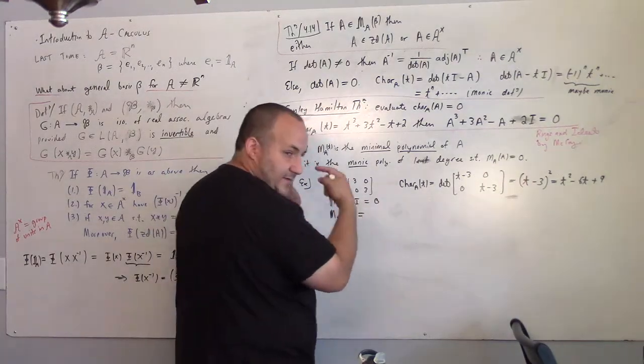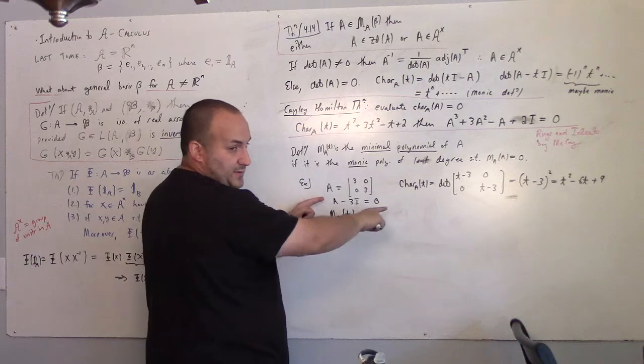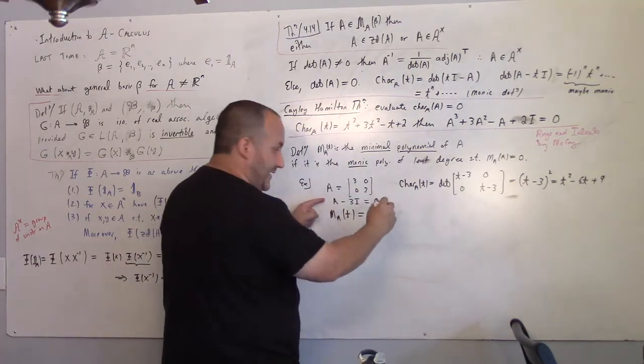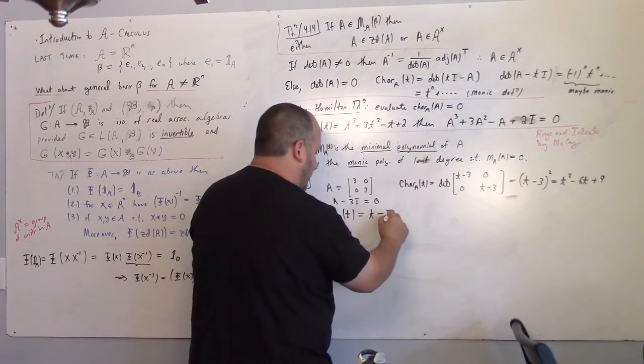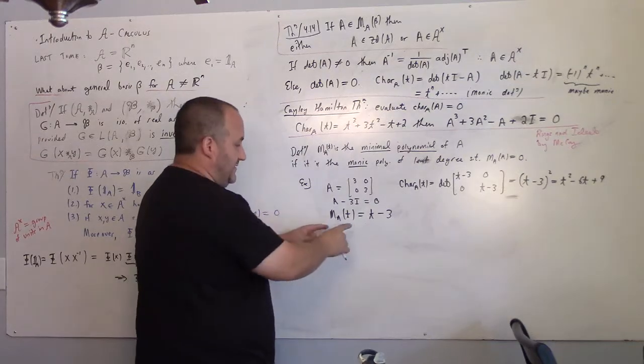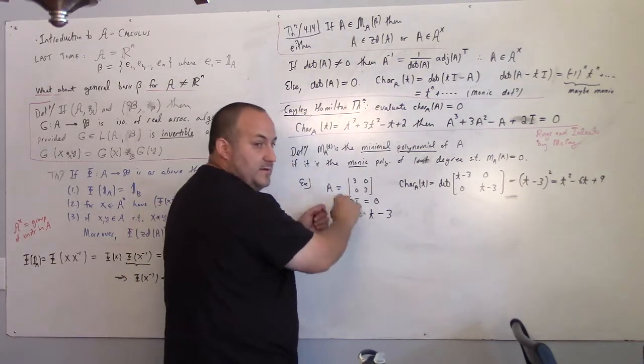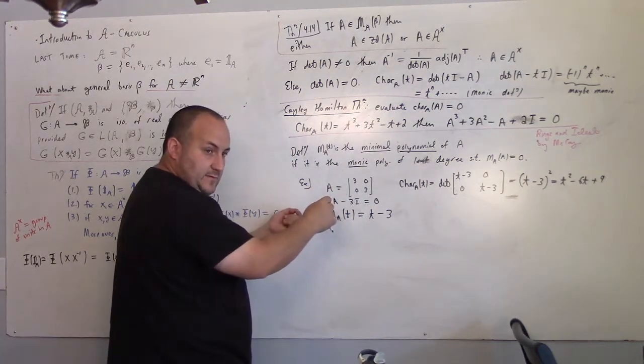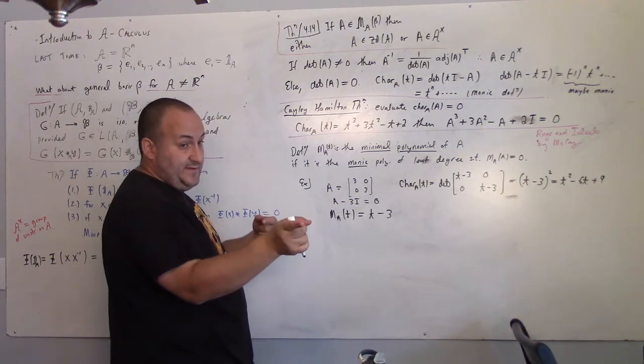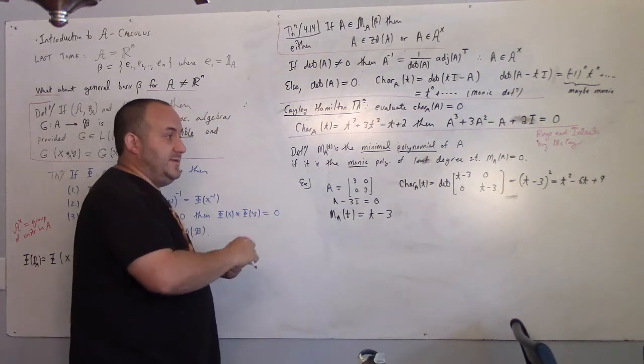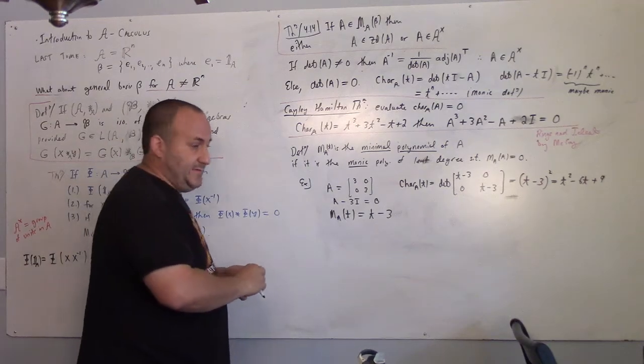So tracking back, this is the polynomial t minus 3. If I plug A into t minus 3, it's 0. Oh, it is a factor. That's a theorem: the minimal polynomial must divide the characteristic polynomial.